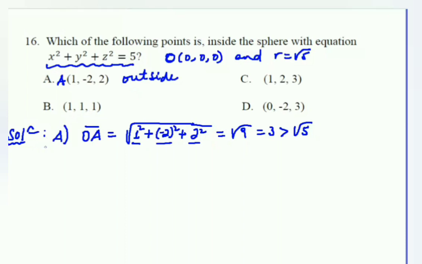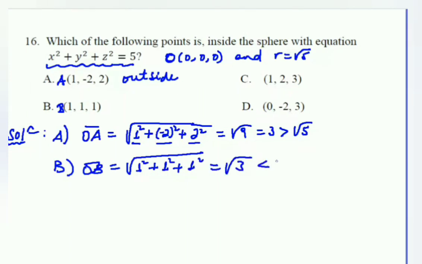So let us check the point B. Calculate the distance from the center to the point B. Using the distance formula between 2 points, 1 minus 0 is 1, square it. Again, 1 minus 0, square it. 1 minus 0, and square it. So this is the square root of 3, which is definitely less than the square root of 5. So the distance from the center to this point is less than the radius, therefore this is inside. This is the required point.